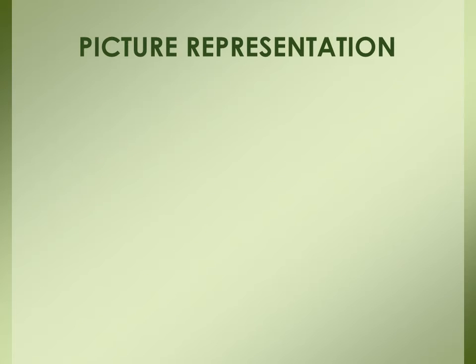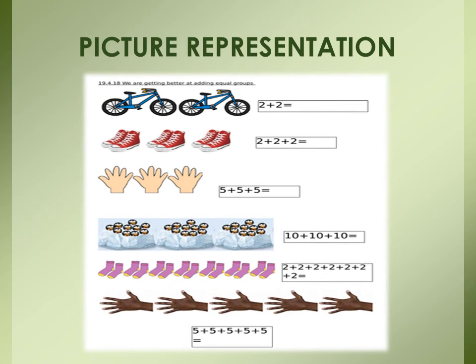Now let us have a picture representation of adding equal groups. As you can see, here we have 2 bicycles. So we will add 2 plus 2 because each bicycle has 2 wheels. In one bicycle we have 2 wheels, plus in another bicycle we again have 2 wheels, which comes out as 4.